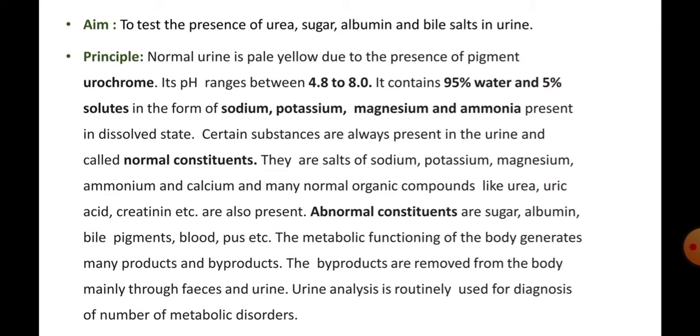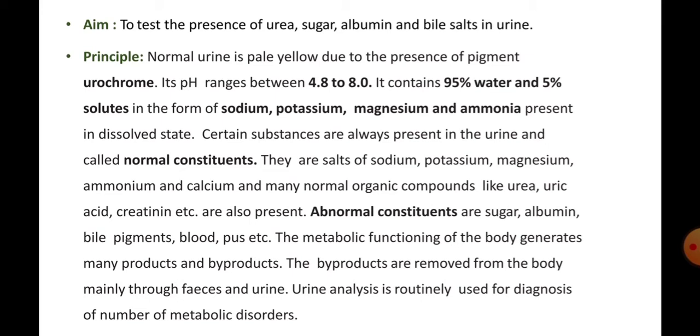Now, if these solutes or any other normal organic compounds like urea, uric acid or creatinine are present in urine, they are considered to be the normal constituents of urine. But if constituents like sugars, albumin, bile pigments, blood or pus are present in urine, they are considered to be the abnormal constituents of urine.